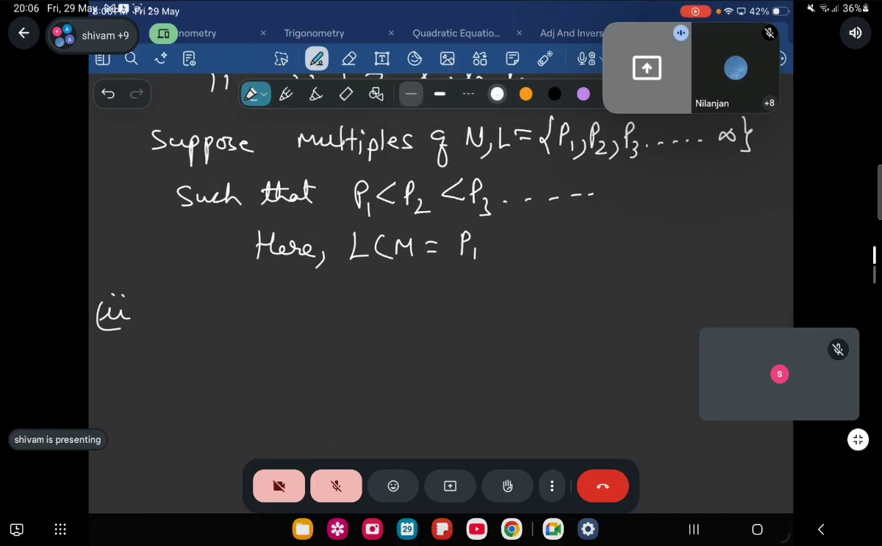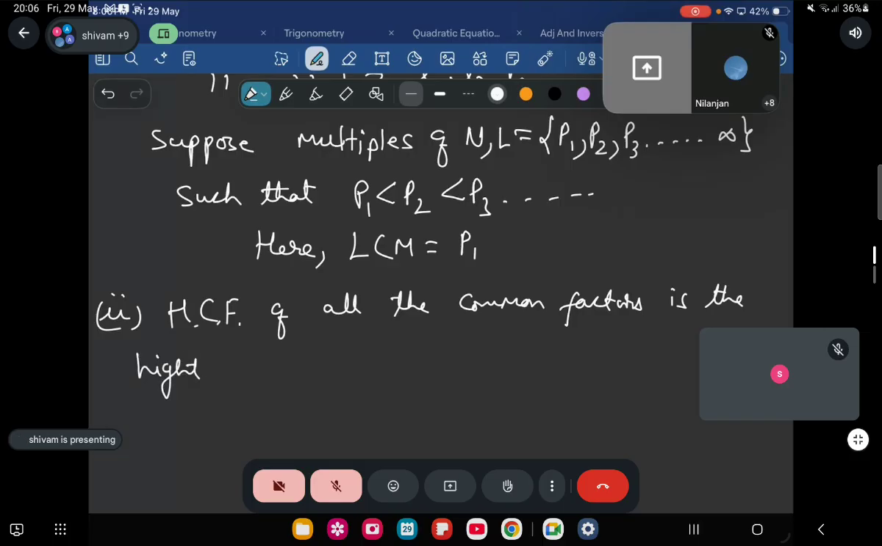Next, number 2. HCF of all the common factors is the highest number that divides the given numbers.